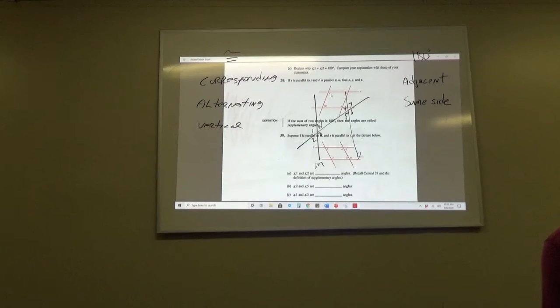Now what do you know about 70 and Z? It's also going to be 110. Why? They're same side interior with a different set of parallel lines, and so they're 110. Now you should already see a picture in your mind. What do you know about Y? It's 70, because you could keep doing that all the way around.